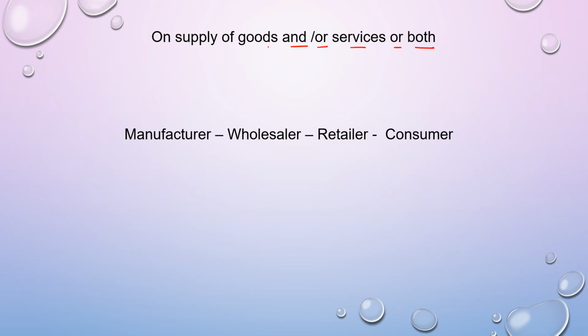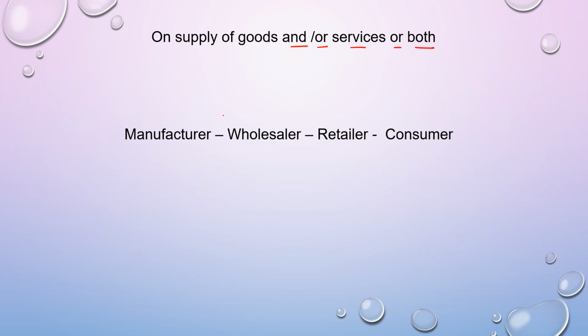So when there is a supply of goods, GST is going to be levied. When there is supply of service, GST is levied. Or when there is supply of goods and services together in a particular supply, like when there is catering service being provided, food is also provided and service is also provided by serving the people there. So that type of thing, all these are covered under GST.